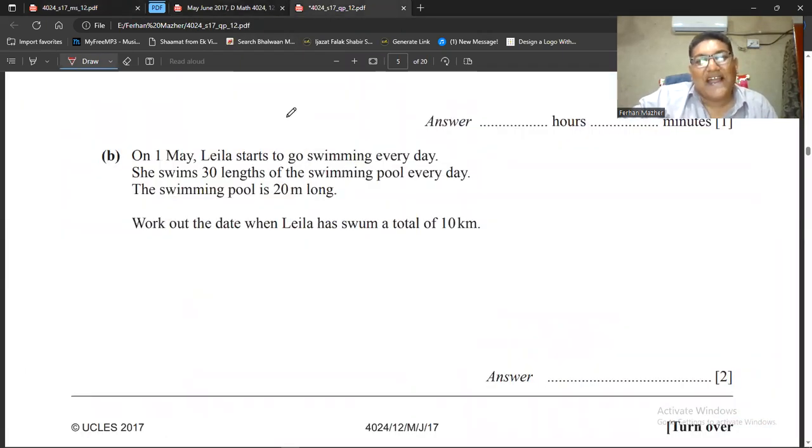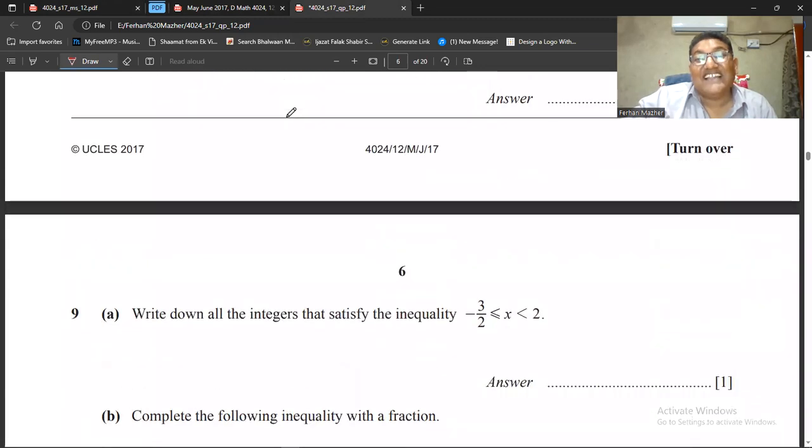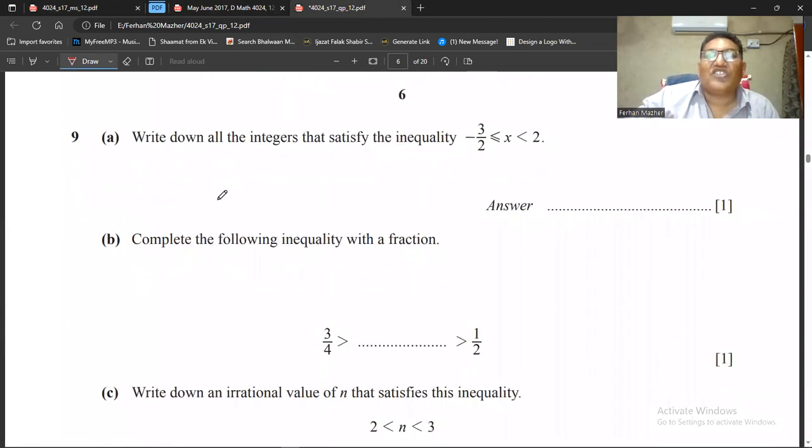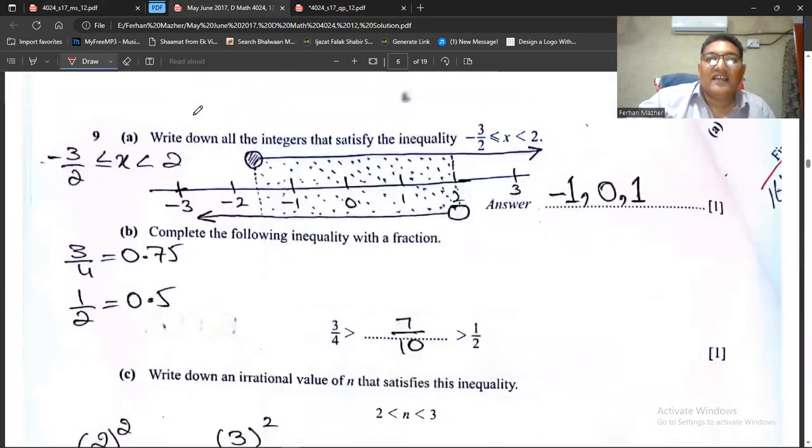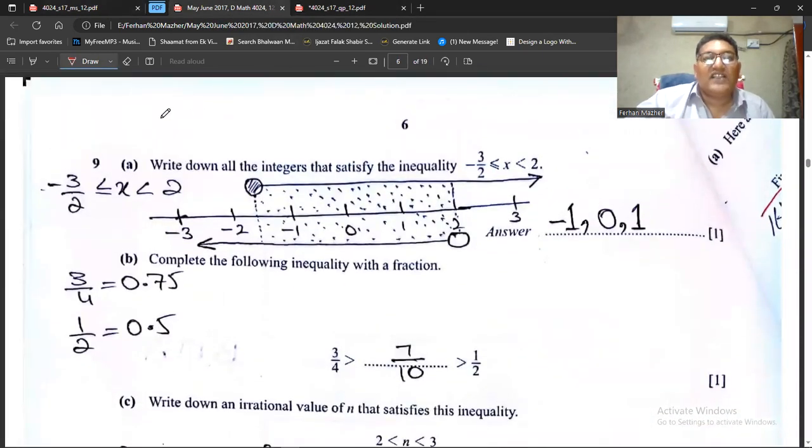Okay. So I hope you understand this was a little tricky. Okay, question number 9, part A. It says, write down all the integers that satisfy the inequality: minus 1.5 is less than or equal to x, and x is less than 2. We will represent this on a number line, and then we will be able to tell.